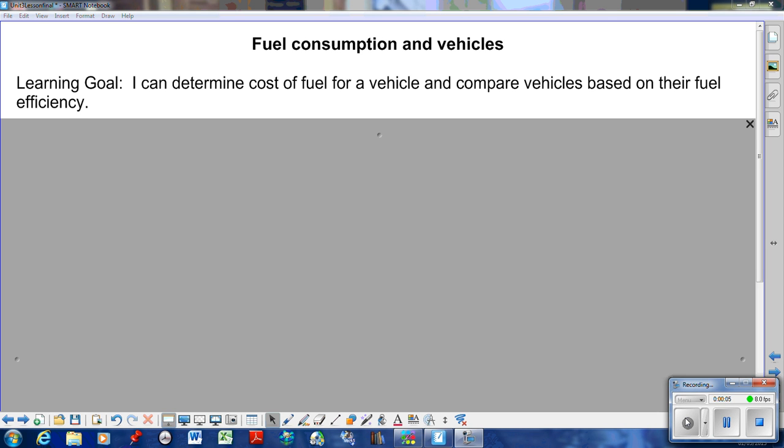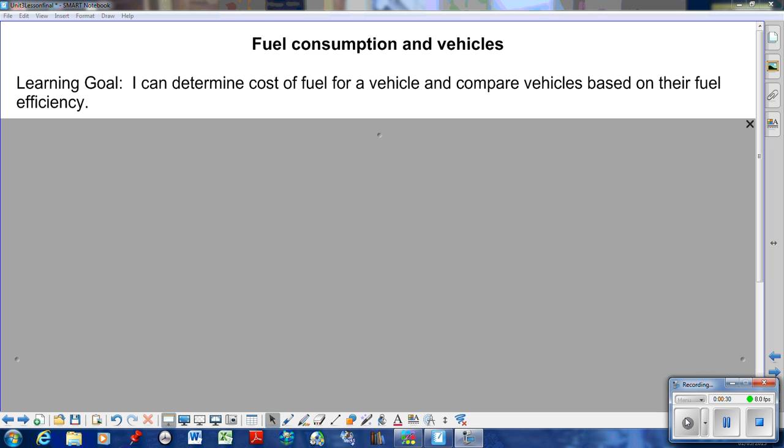The last topic we're going to talk about is fuel consumption and vehicles. At some point in the very near future, you will hopefully be getting your licenses, and maybe even sooner than you think, you might end up either owning or being responsible for a vehicle. So this is going to give you the math skills to compare and talk about vehicles.